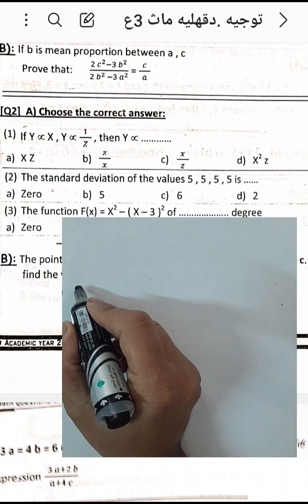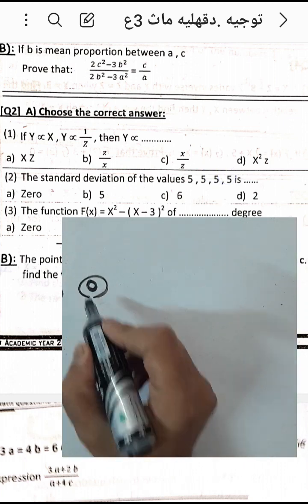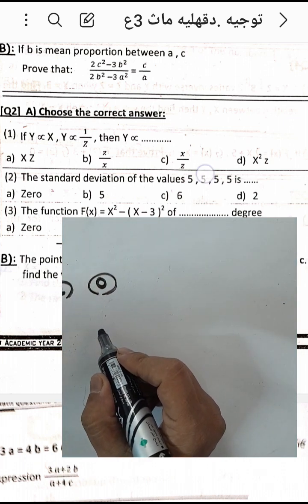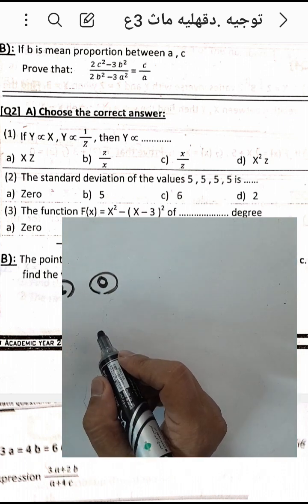The standard deviation of the values 5, 5, 5 will be 0. Question number 2, the result will be 0, because we have similar values, then the standard deviation will be 0. Question 3.